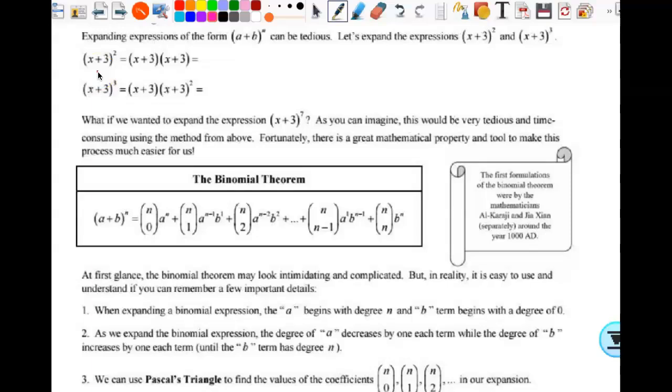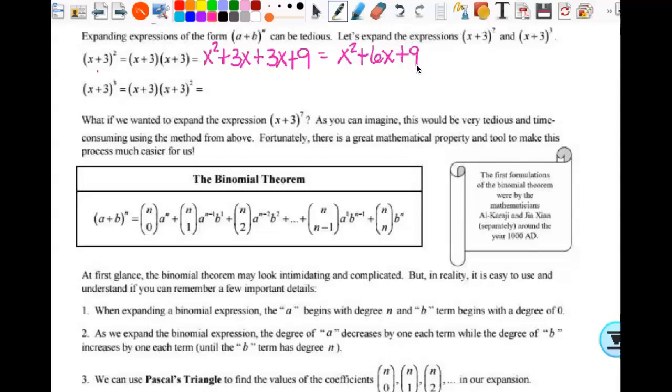Which we should be able to do very, very easily. So let's just do it a piece at a time. If I do FOIL, the first two give me x squared. The outside two give me 3x. The inside two give me 3x. And the last two give me 9, right? Then I clean that up, and I get x squared plus 6x plus 9. Of course, it's totally fine just to go straight to that last step when it's simple like that.